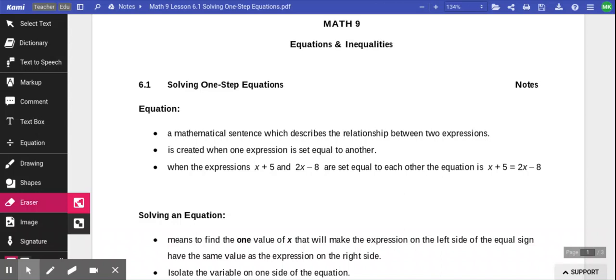All right, so today what we're going to do is we're going to solve equations. We're going to start with something called one-step equations, and then we're going to build up to harder equations over the next couple lessons. Before we actually get started, we're going to talk about what an equation is.